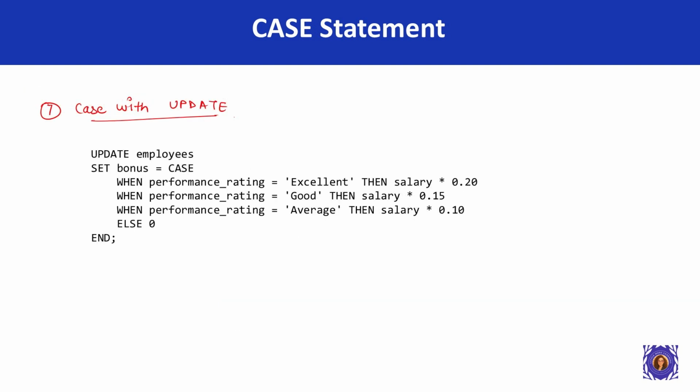Finally, case statements are frequently used in update queries to apply conditional changes to data. For instance, to calculate bonus amounts for employees based on their performance_rating, you would set the bonus column using a case statement. This allows you to assign different bonus percentages to the salary depending on whether the performance_rating is excellent, good, average, or a default of 0 for other ratings, streamlining complex update logic.